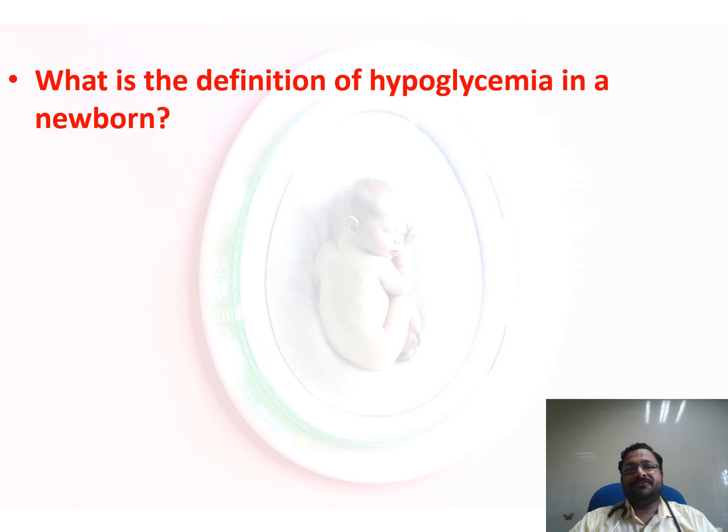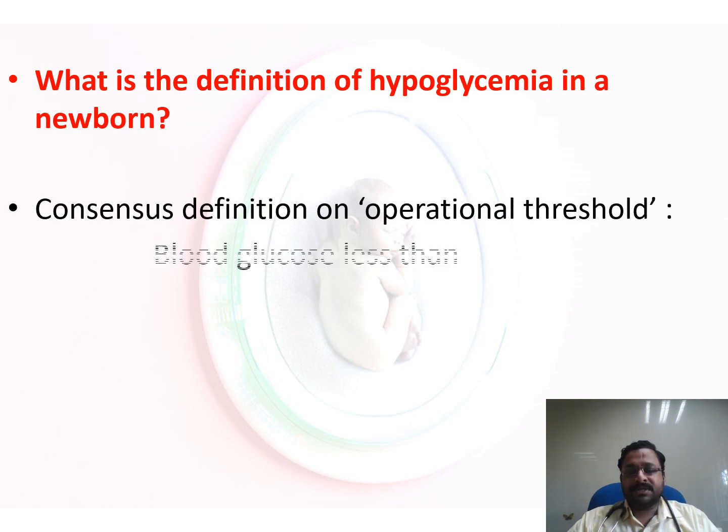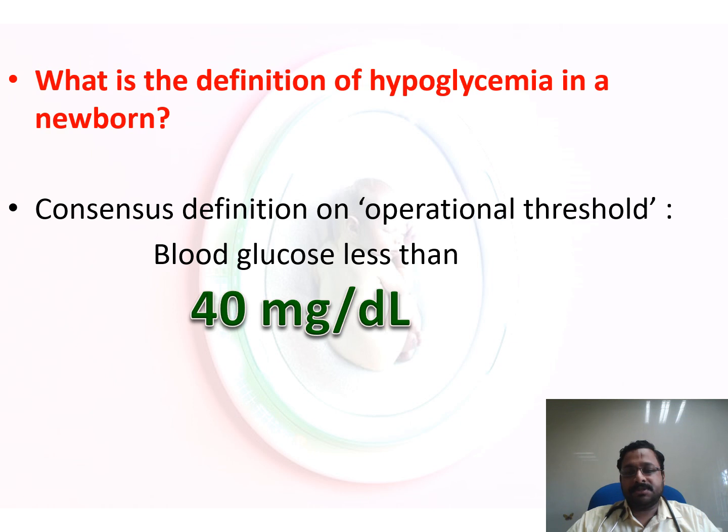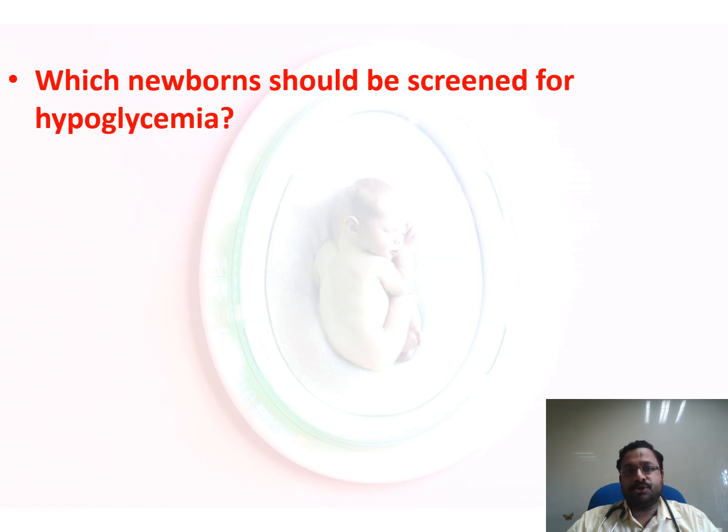What is the definition of hypoglycemia in a newborn? Now, we have a consensus definition on the operational threshold, that is any blood glucose level less than 40 milligram per deciliter is considered hypoglycemia in a newborn.